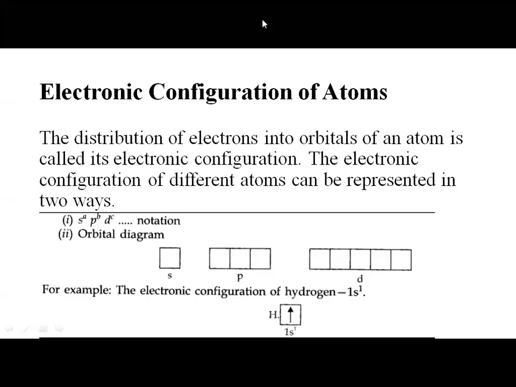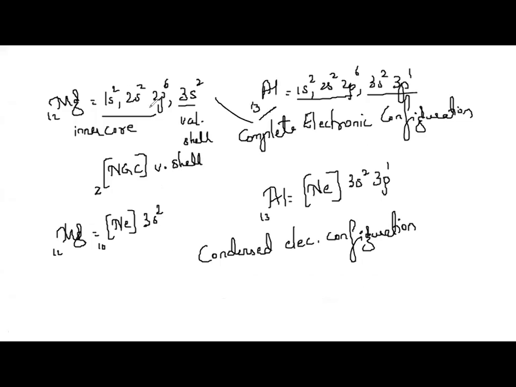We use condensed electronic configuration because it saves our time and length. Instead of writing all this, you can write just neon. You can even write the orbital diagram for condensed. So I'll write 3s, represent a box, write 3s2 here and show the 2 electrons.